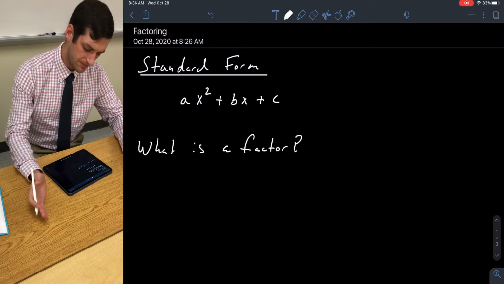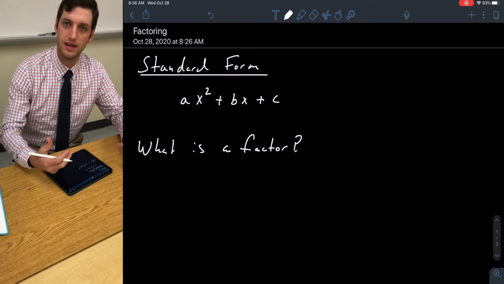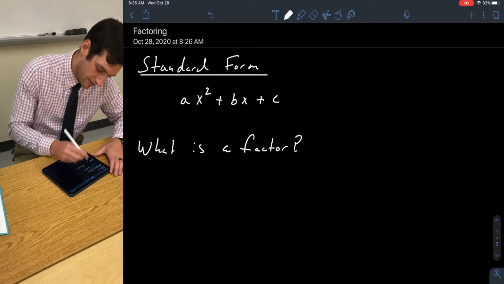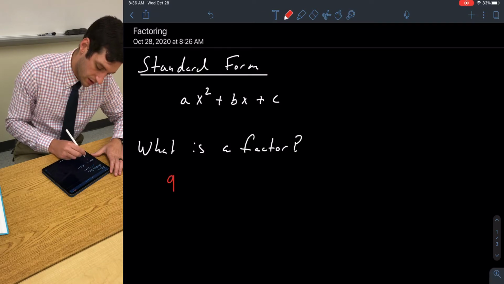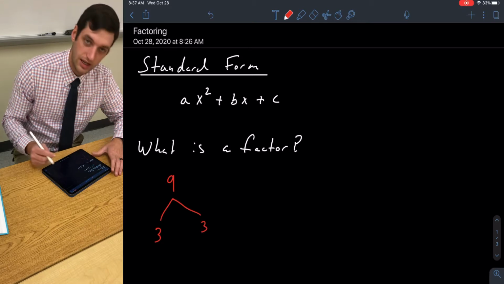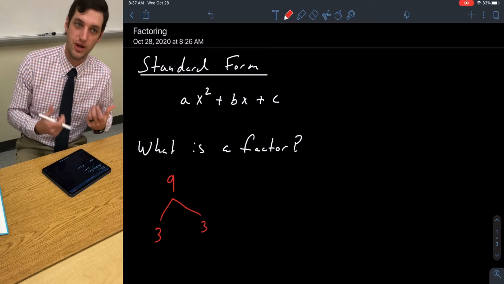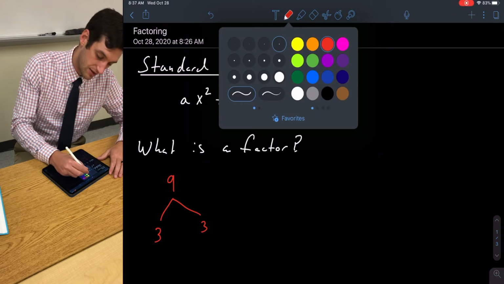Well, a factor is two numbers that multiply together. So let's say that I was looking at the number 9. Let's change it to red. 9. Well, 9 can be broken up into 3 times 3. It can also be broken up into 1 times 9. These are factors. These are two numbers that multiply to give us 9. So that's what a factor is.